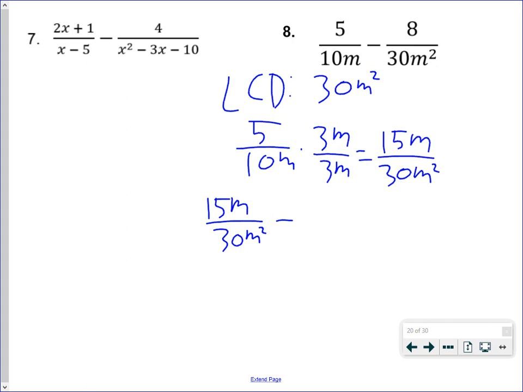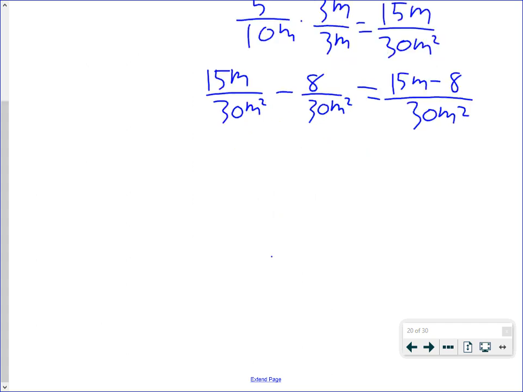And we're going to subtract from it 8 all over 30m squared. So 15m minus 8 is just 15m minus 8. And that's all going to be over 30m squared. All right, and before we see if we can simplify this, we're going to figure out our excluded values first.